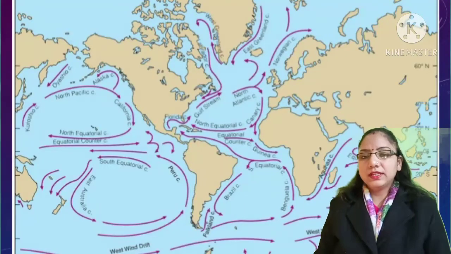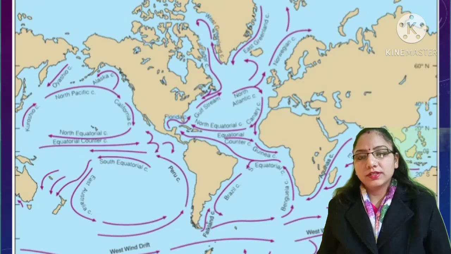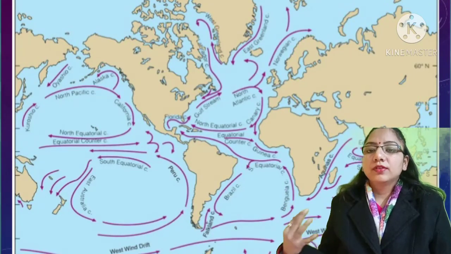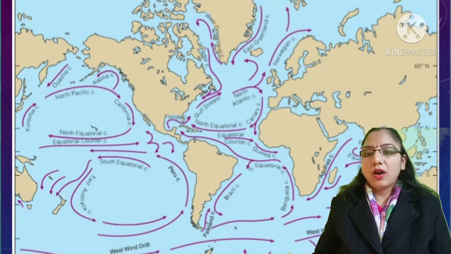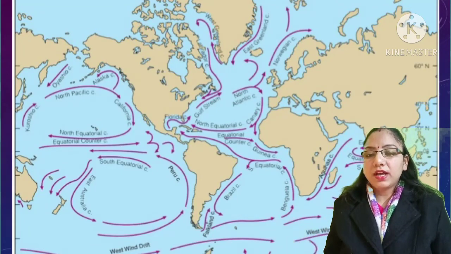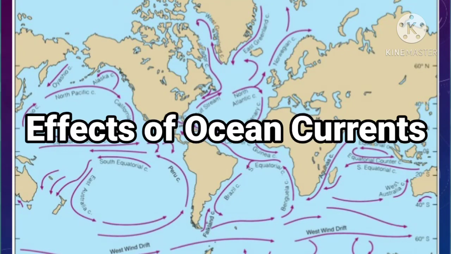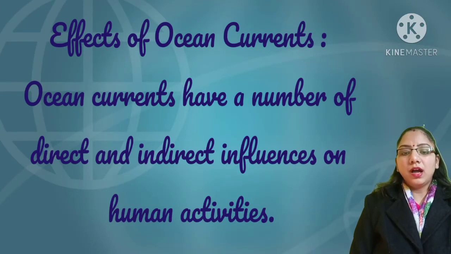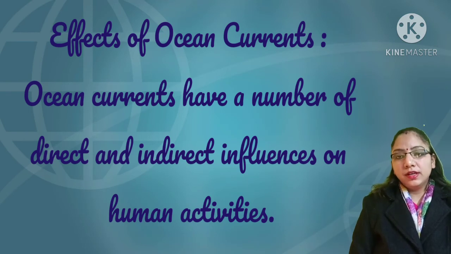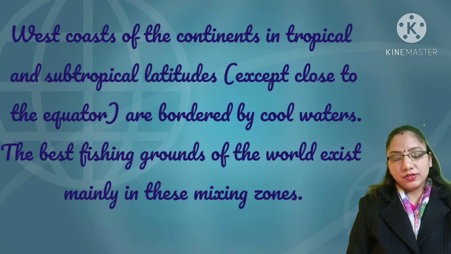Students, just now we have seen the major oceanic currents. Now we will see the effects of the ocean currents. The ocean currents are very beneficial for human beings in different ways. So let's see what the advantages of these ocean currents are. The mixing of warm and cold currents helps replenish the oxygen and favors the growth of plankton, the primary food for fish. So it is helpful for the fish industry.